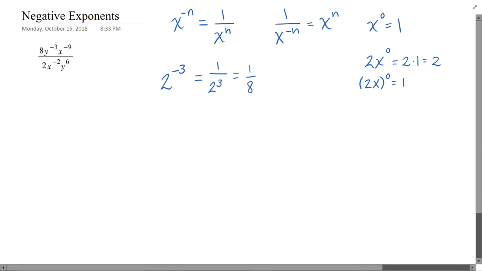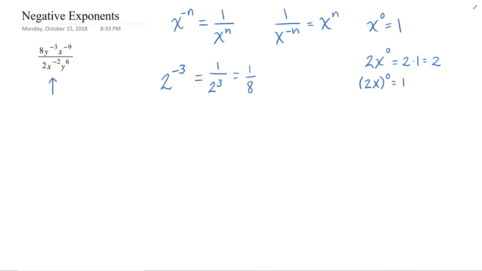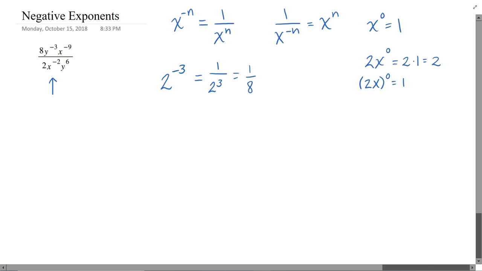When I'm tackling a problem like the one that's listed here, the first thing that I want to think about is making my exponents positive. Now, the 8 doesn't move. It's already positive, doesn't have any exponents that are negative, but the y to the negative third, the x to the negative ninth, and the x to the negative 2 are all negative exponents, which means they need to relocate. The 2 in the numerator are going to go into the denominator, and the 1 in the denominator is going to go into the numerator.